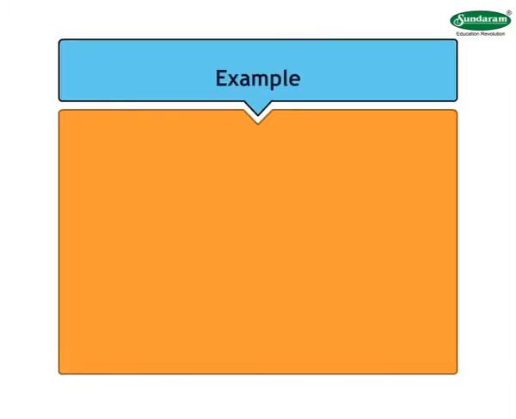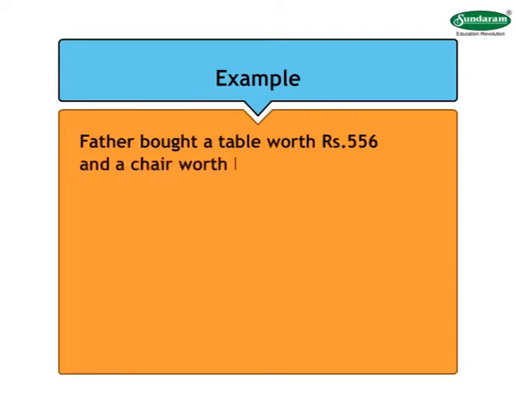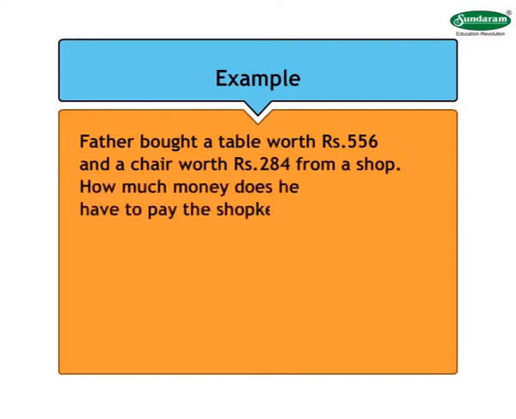Now we will see the method to solve the word problem. First, we will see some problems of addition. Look at this example. Father bought a table worth rupees 556 and a chair worth rupees 284 from a shop. How much money does he have to pay the shopkeeper? Answer. Let us now see how to solve this problem.